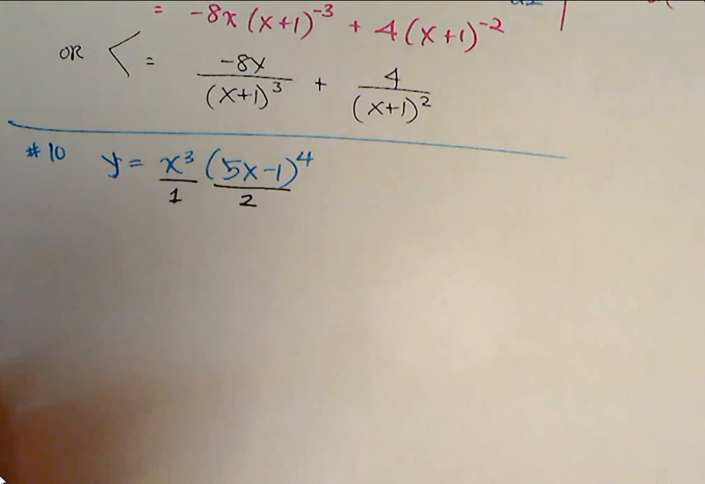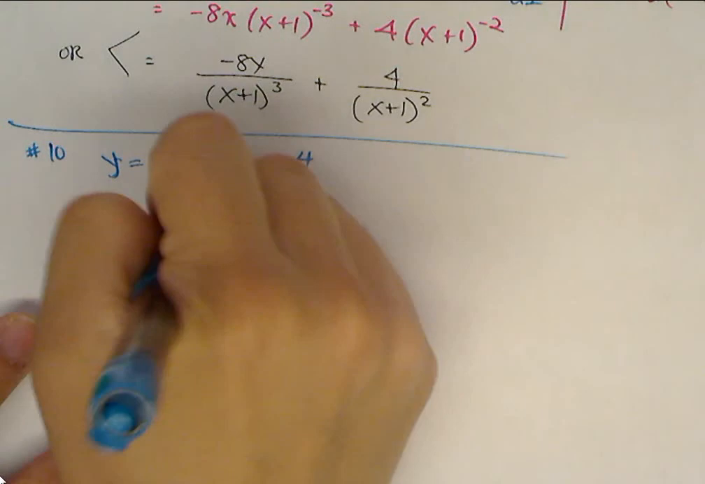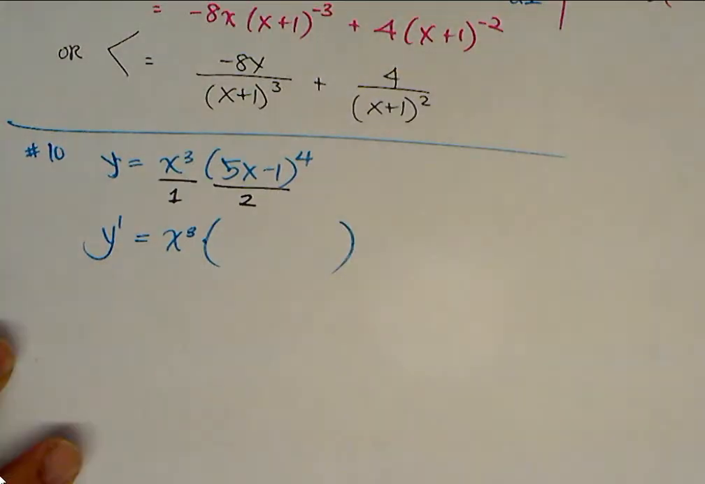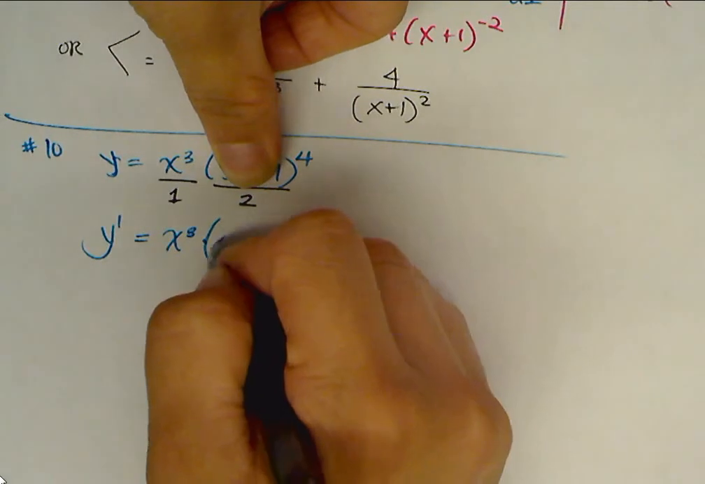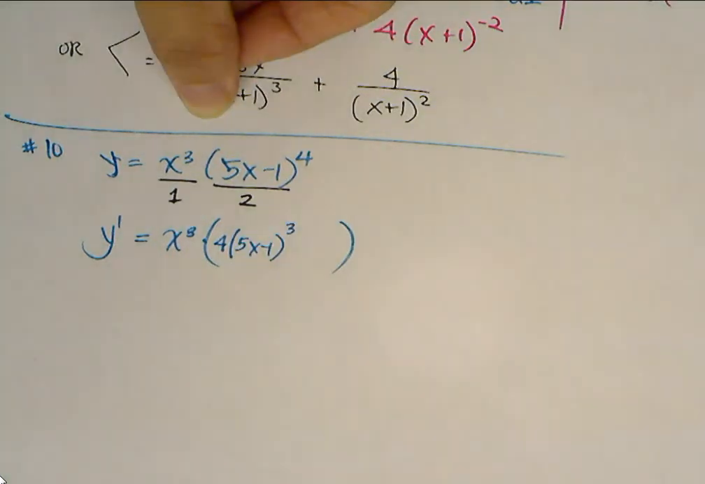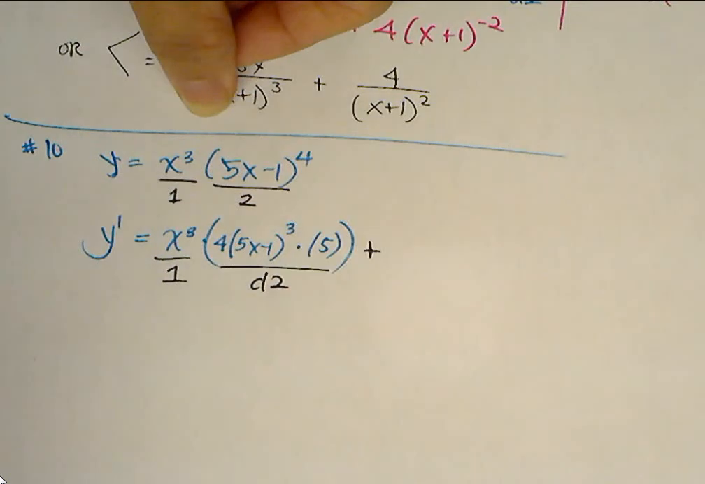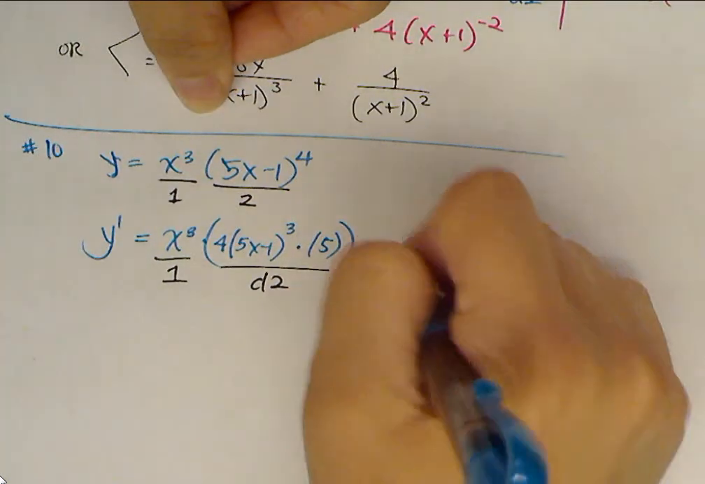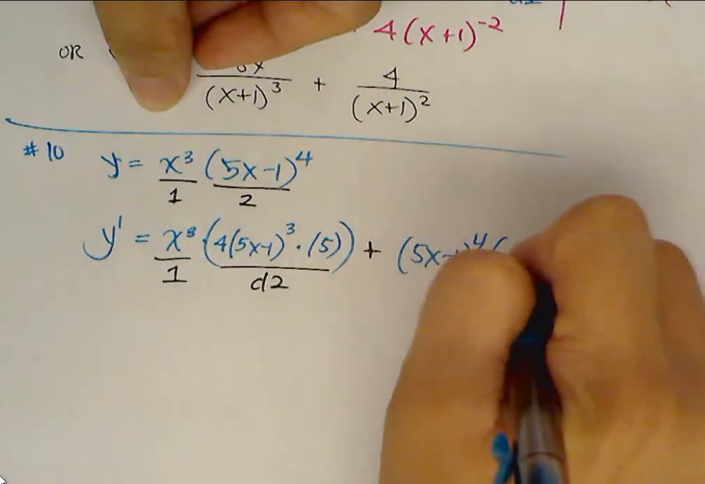So 1 d2 plus 2 d1. So y prime equals 1, which is x cubed, times d2. What's the derivative of this? Well, this is something to the 4th power, so we're going to say 4 times that something to the 3rd power, times the derivative of the baby, which is 5. That's 1 d2, plus 2 d1. What's the derivative of x cubed? 3x squared.